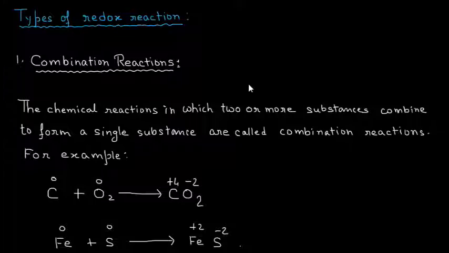Now, various types of redox reactions. The first type is combination reaction. It is very simple. The chemical reaction in which two or more substances combine to form a single substance is called a combination reaction.